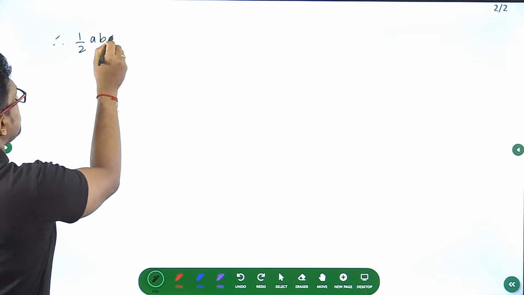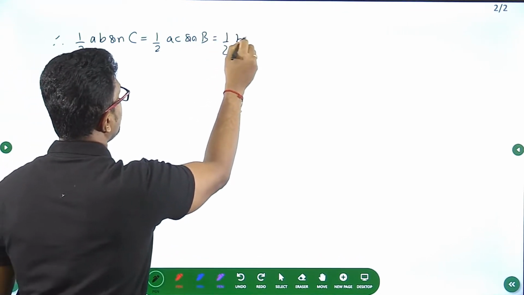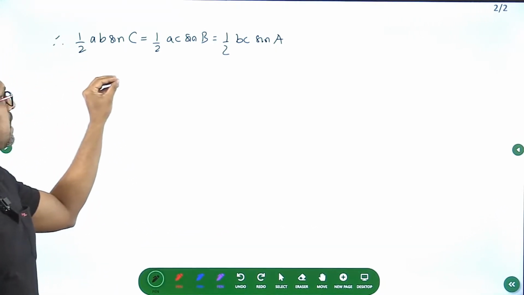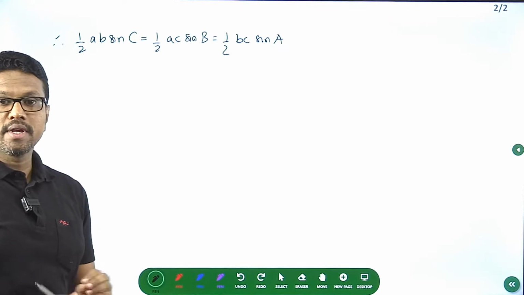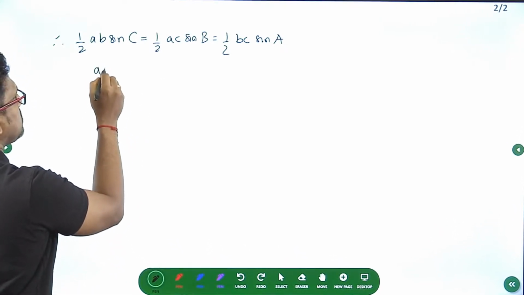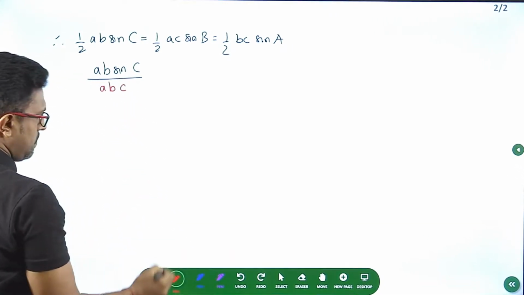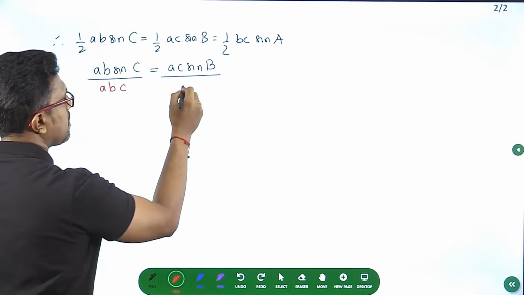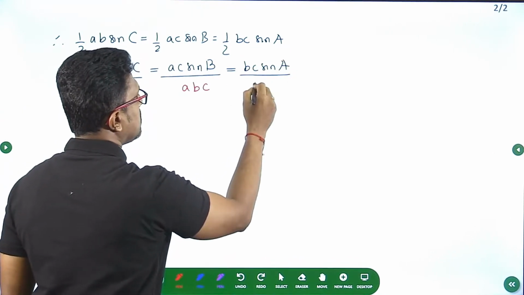Half of AB sin C is equal to half of AC sin B is equal to half of BC sin A. Okay, so this is the value that we are getting. So half AB sin C, half AC sin B, half BC sin A. So here we cut the half part and we can divide throughout by ABC. So this is AB sin C upon ABC, this is AC sin B upon ABC, and here also we divided by ABC, BC sin A upon ABC.